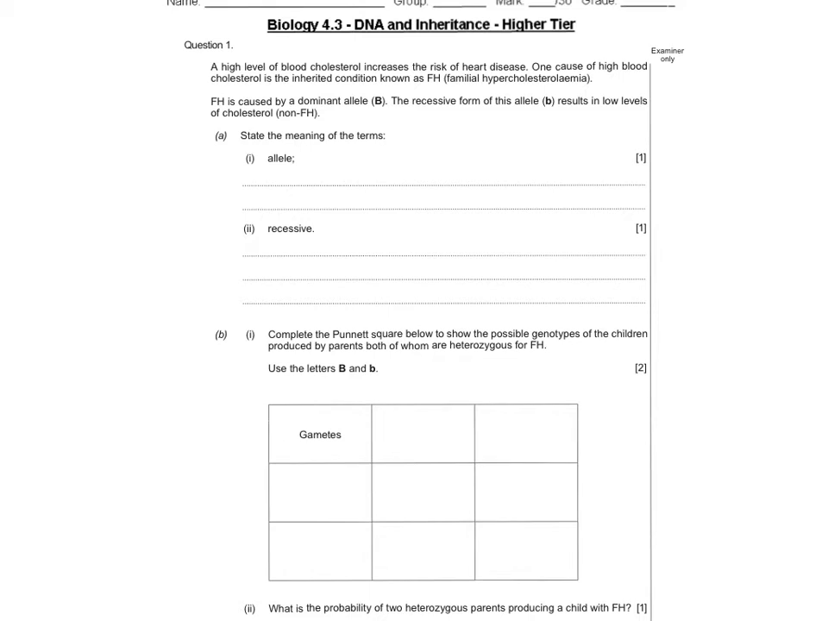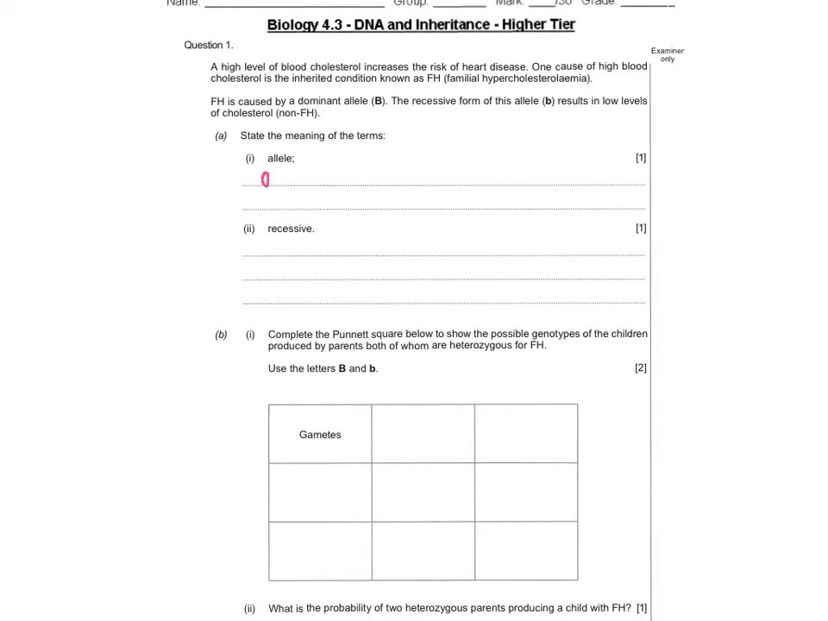So question 1 is, a high level of blood cholesterol increases the risk of heart disease. One cause of high blood cholesterol is the inherited condition known as FH. FH is caused by a dominant allele. The recessive form of this allele results in low levels of cholesterol. State the meaning of the term allele.